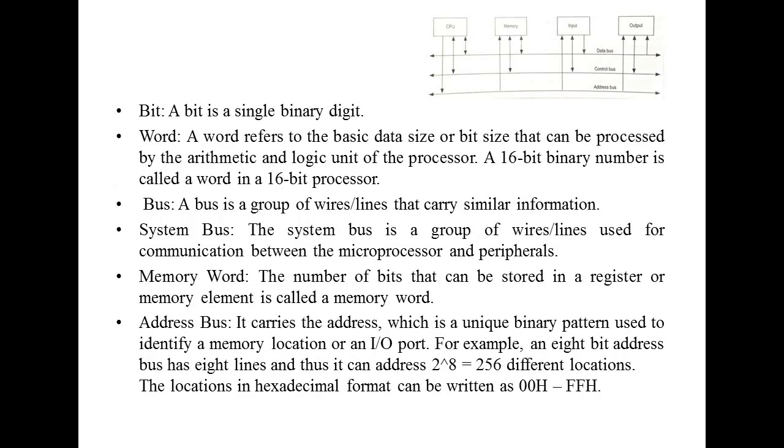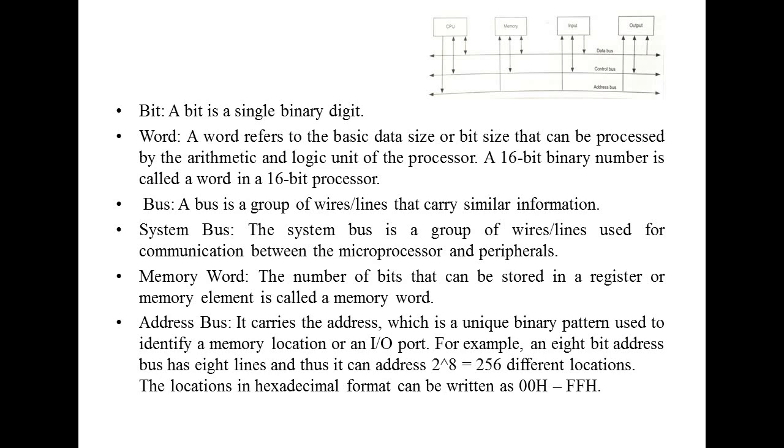So we'll see some basic concepts before starting the actual 8085 architecture. These are some terminologies which we are going to study. First is the bit. A bit is a single binary digit. Word refers to the basic data size or bit size. So based on the word size, the processors can be classified. If a 16-bit binary number is used, then it will be called a 16-bit processor. If 8-bit is used, then it will be called an 8-bit processor.